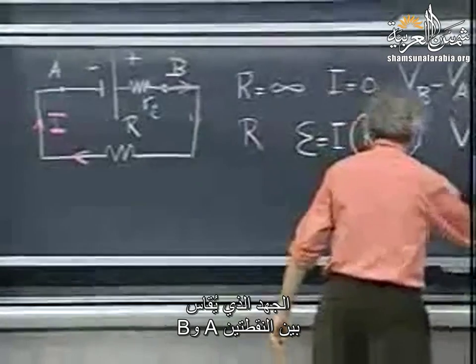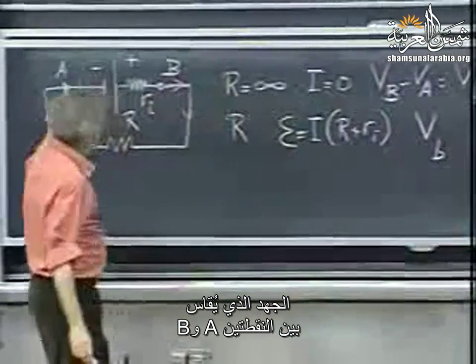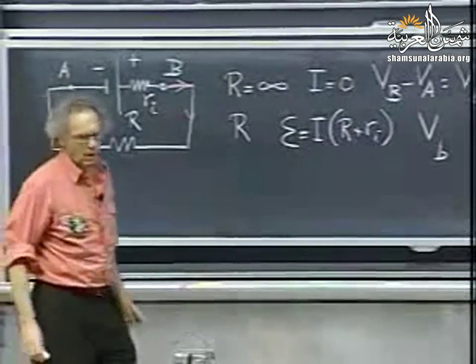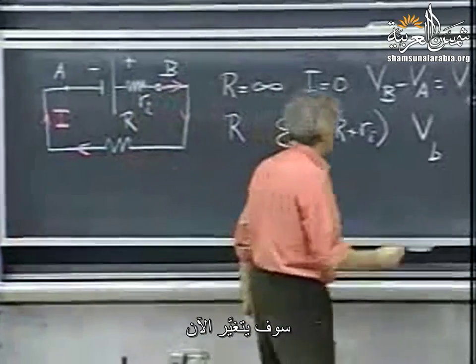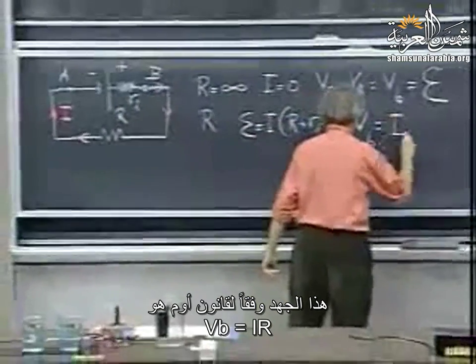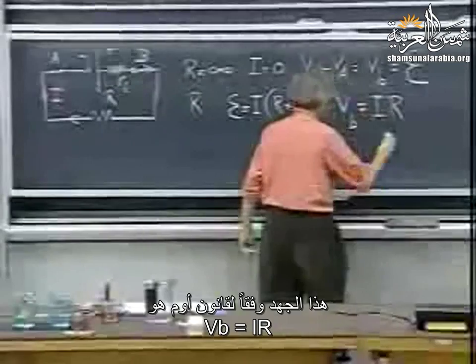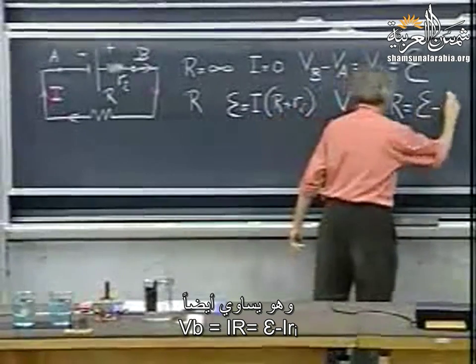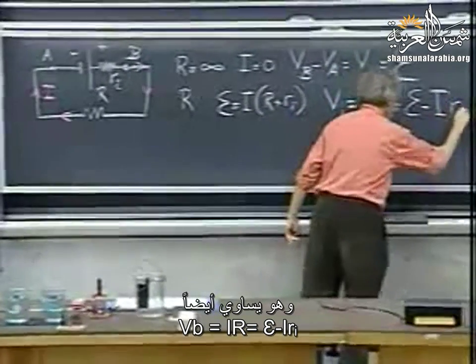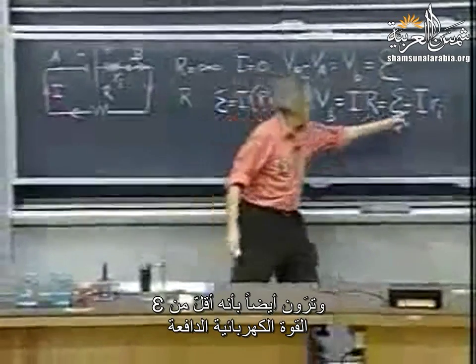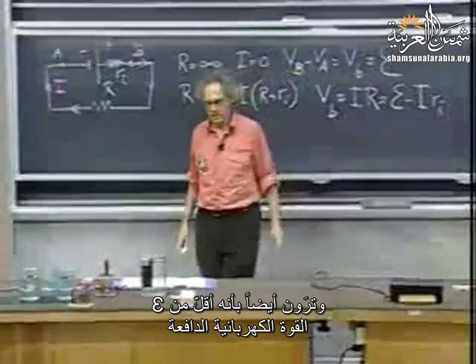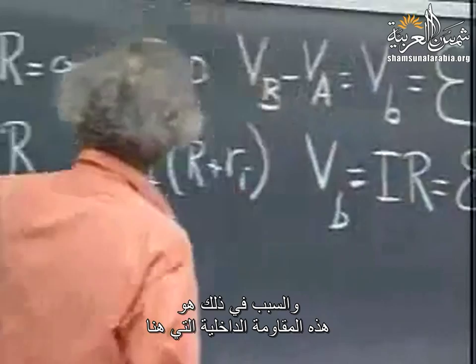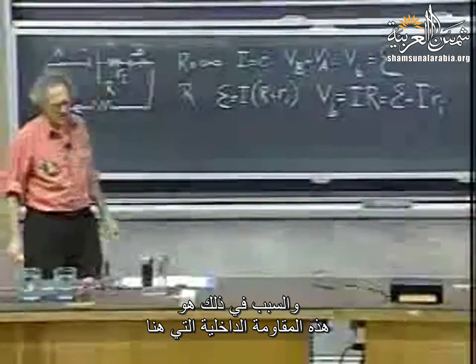The voltage that you would measure between point B and A is now going to change. That voltage, according to Ohm's law, is IR, and so it's also the EMF minus I times R of I. And you see it's a little lower than the EMF. And the reason is this internal resistance here.